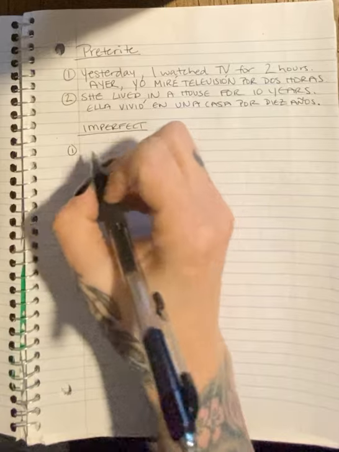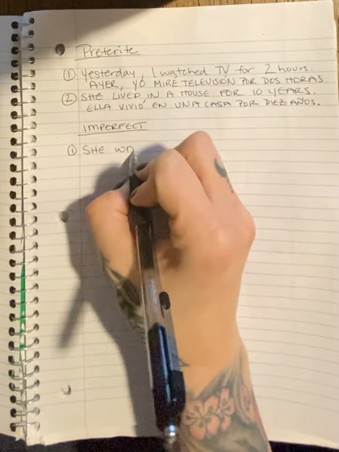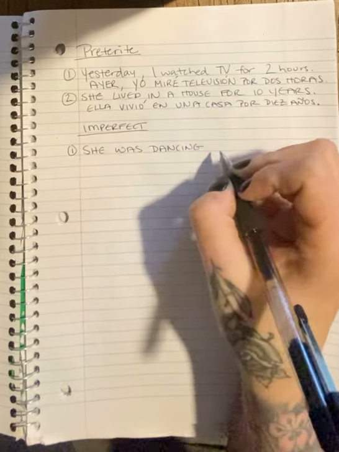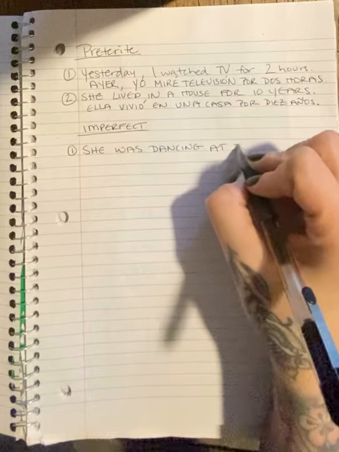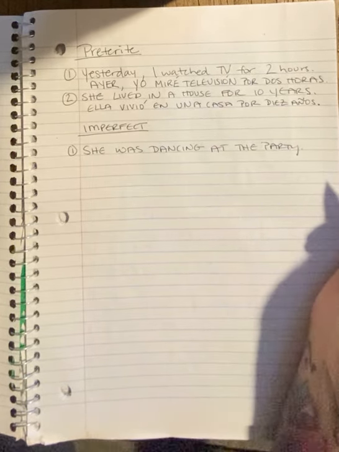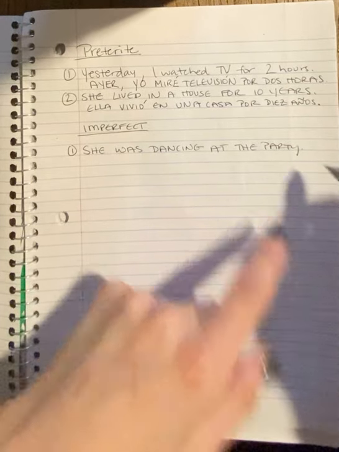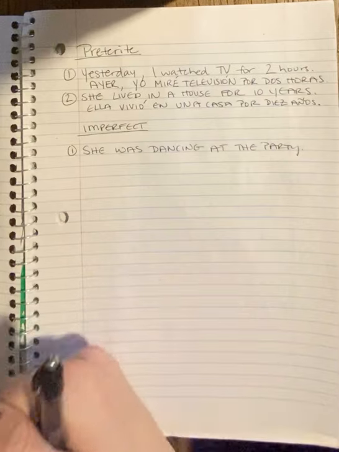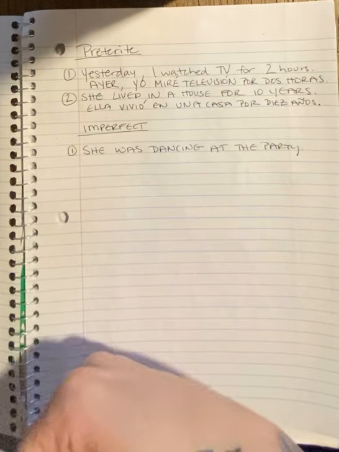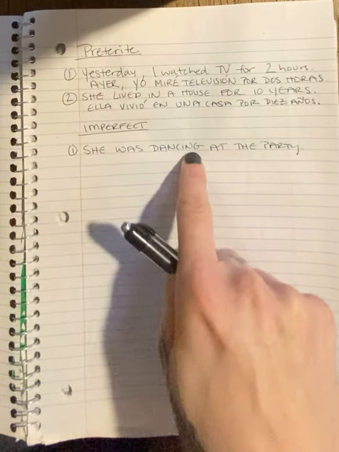Let's do she was dancing at the party. Okay. We don't have an exact time frame of when she was dancing. We know she was at the party, but we don't really know for like how long she was. We wouldn't say, oh, she danced to 2 songs and then got off the dance floor. So this is very general. And we can tell because of the was and the ing that it's imperfect.